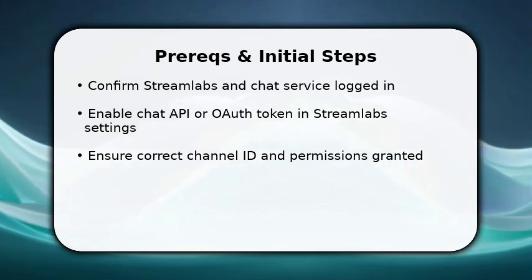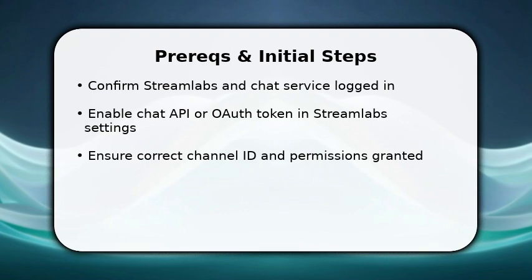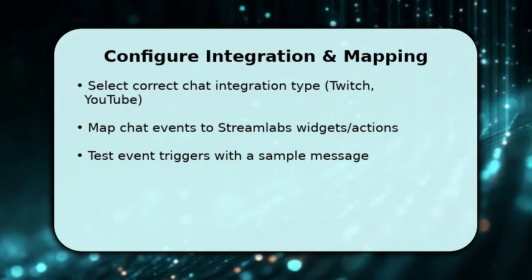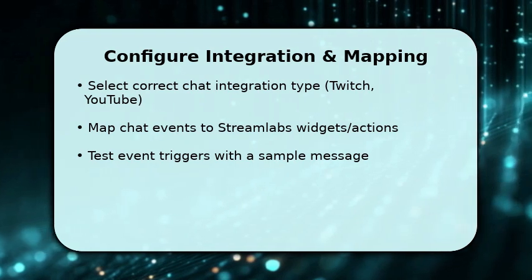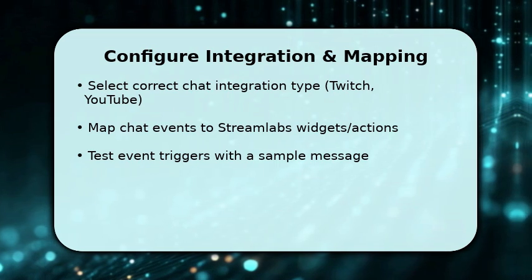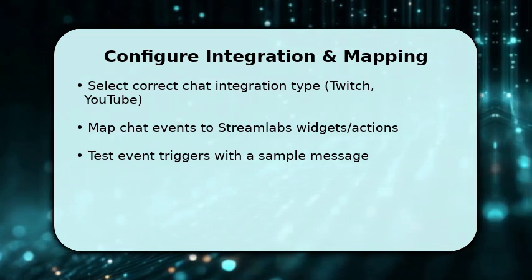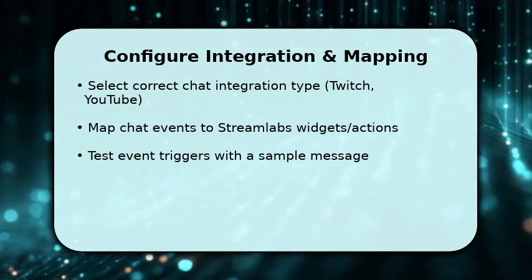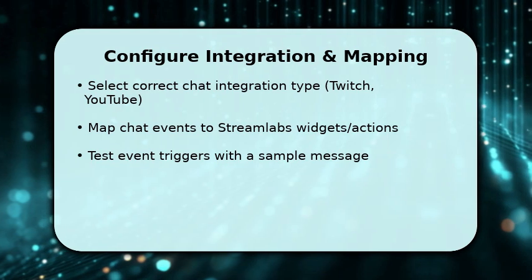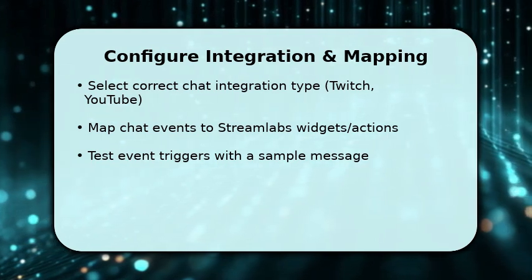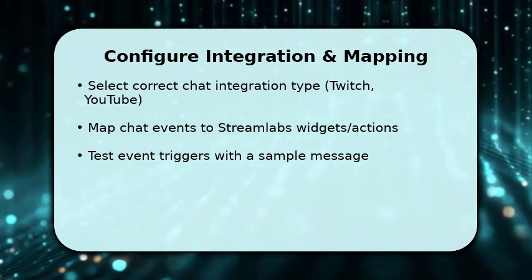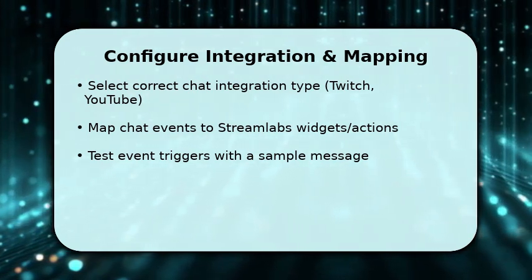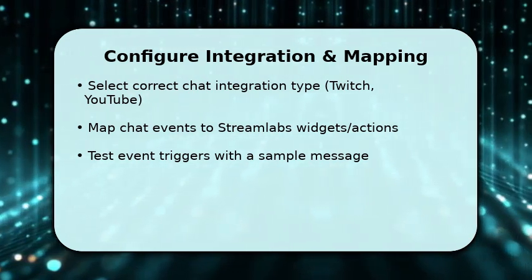Now configure the integration inside Streamlabs. Choose the correct platform and link the OAuth token you created. Map chat events to widgets or commands so messages trigger overlays or alerts. This tells Streamlabs how to interpret incoming data. Once mapped, use the built-in test or send a sample message from the chat provider to verify event flow. If messages don't appear, check WebSocket status and token scope. These actions wire up event handling and confirm that chat events will drive on-screen behavior.